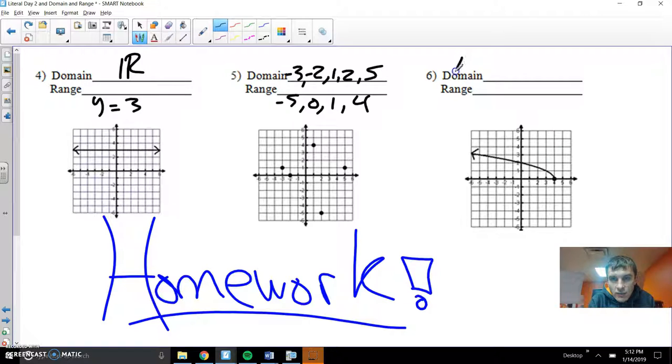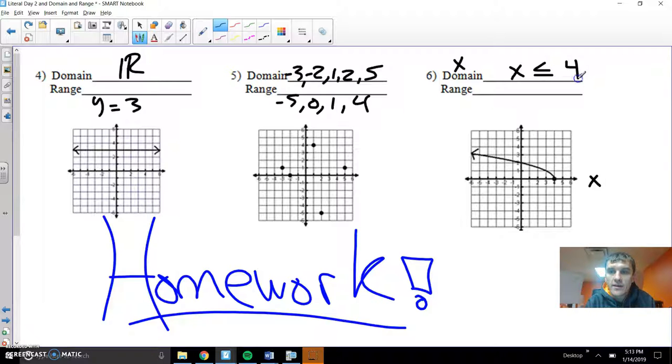Domain has to do with the possible x values. Since this is the x-axis, we're trying to analyze this graph to see what x values are possible. For example, 6 is not possible. There's no graph, no y point that corresponds when x is 6. But it does correspond when x is 4 or lower. So I would describe all of the x values here as being less than or equal to 4.